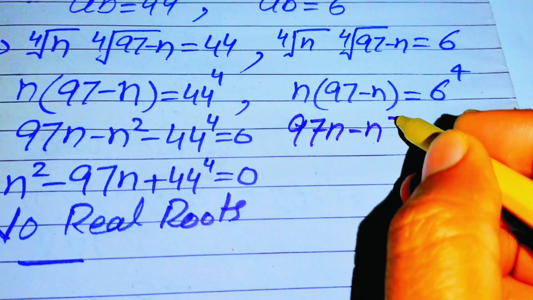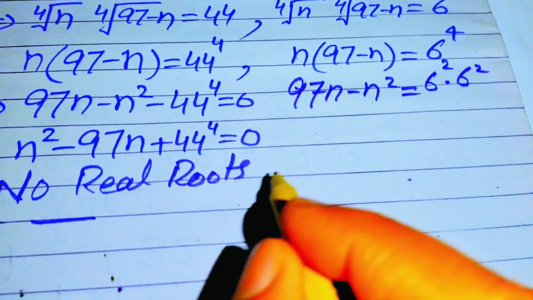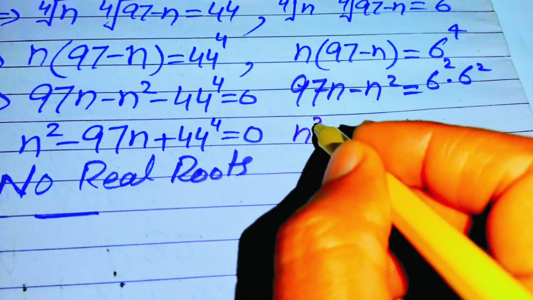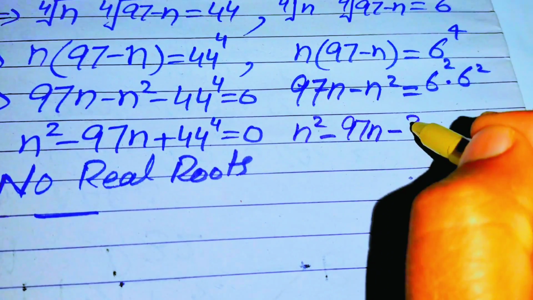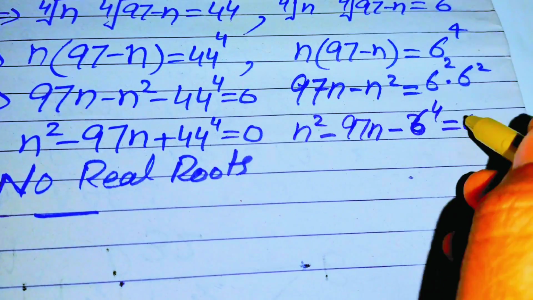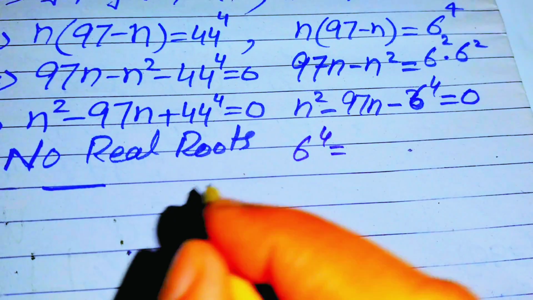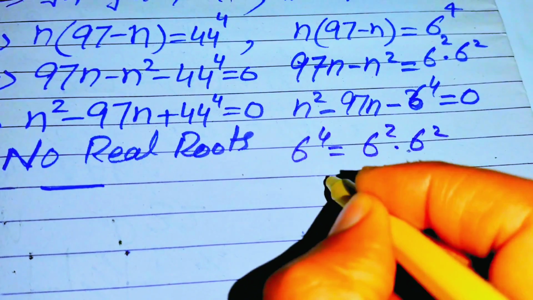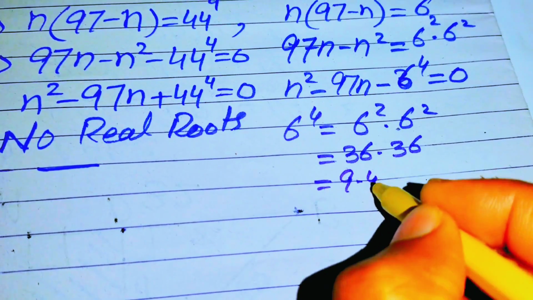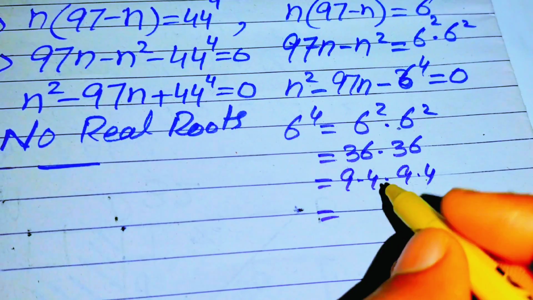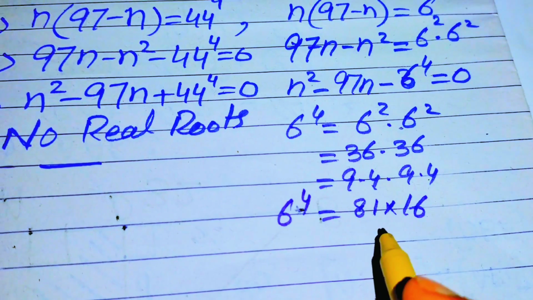In this case we have 97 times n minus n squared equals 6 to the power 4, and we write it as 6 squared multiplied by 6 squared. So we simplify the terms and we get n squared minus 97 times n plus 6 to the power 4 equals 0. First we discuss the 6 to the power 4, and we write it as 6 squared into 6 squared, which is 36 times 36, and we write this 36 as 9 times 4 into 9 times 4, so 9 times 9 is 81 and 4 times 4 is 16. So 6 to the power 4 equals 81 times 16.